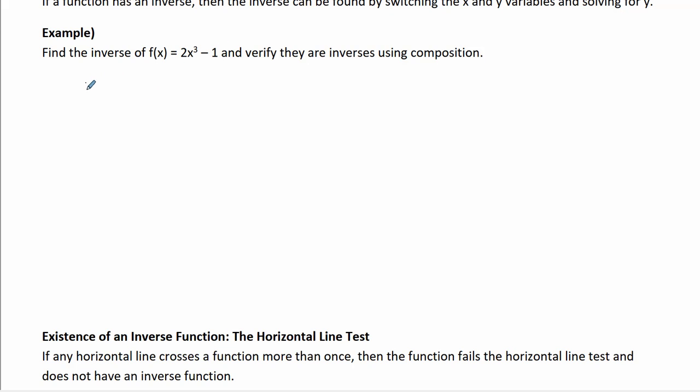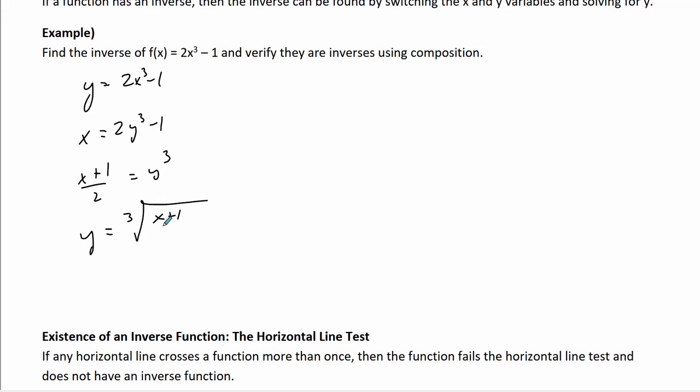Say y is equal to 2x to the third minus 1. To find the inverse, we flip the x and the y, so x equals 2y to the third minus 1. So x plus 1 divided by 2 is equal to y to the third, and therefore y equals the third root of x plus 1 over 2. In order to find out if this is the right inverse, this is f inverse of x, equal to this function here.